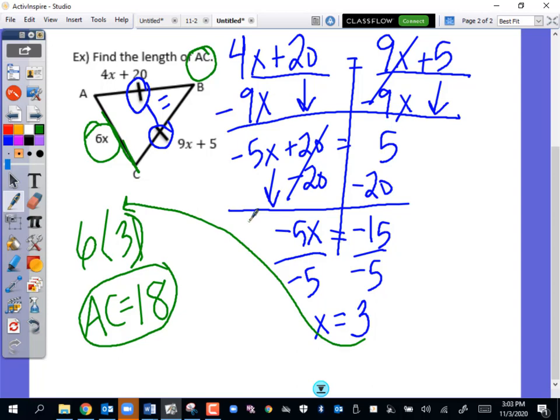Whichever ones have the tick marks, that's how you know which ones to set equal. And then you're reading the question. Does it say solve for x, or does it say find the length of something? That means you got to plug it back in.